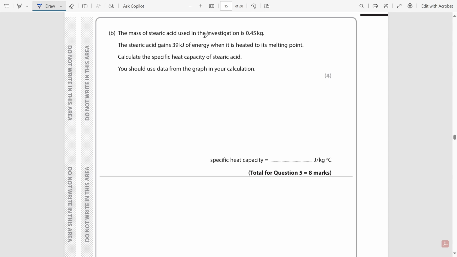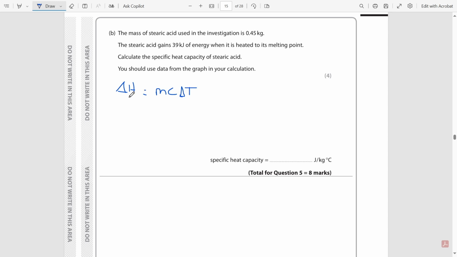The mass of stearic acid used in the investigation is 0.45 kilograms. The stearic acid gains 39 kilojoules of energy when it is heated to its melting point. Calculate the specific heat capacity. Okay, guys. Here's my equation. It's actually at the top of the paper if you want, but I'm gonna try and use my memory. I think it is enthalpy change. I like making it enthalpy, guys. You can always use the physics version, but I like using enthalpy because it makes me sound smarter. Plus, it's a chemistry thing. Okay, enthalpy change equals mc delta T.